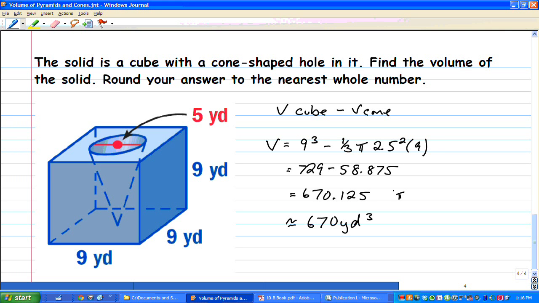Now, with the pi button, by the way, here you would have gotten 670.09. And again, this one's not off that much because we used pi only once. But 670 yards cubed. That is all.